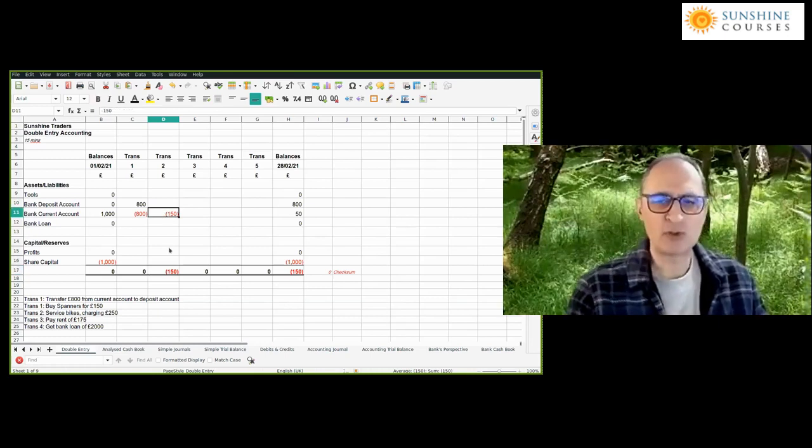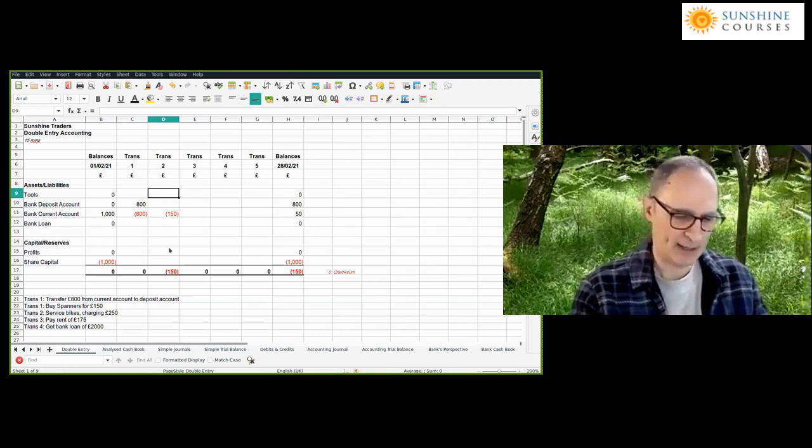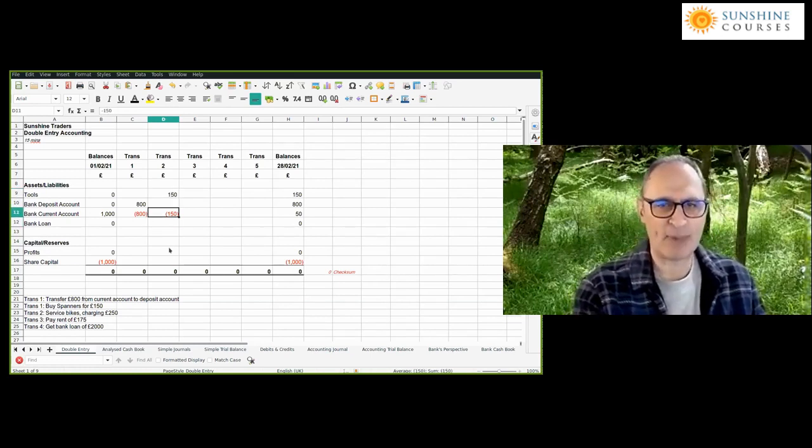And so the question is, what is the other side of it? And the answer, of course, is that we're buying tools, and tools are assets that we're going to use time and time again. So I've created a line for tools, and I'm going to put plus £150. I bought some tools, I've decreased my bank current account, and I've increased the amount of tools I've got.